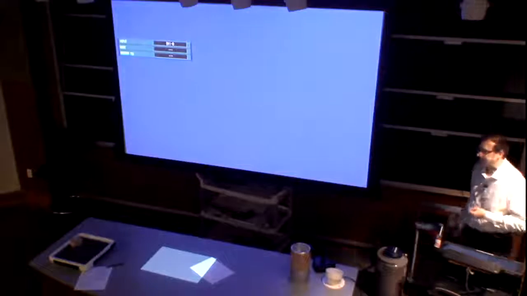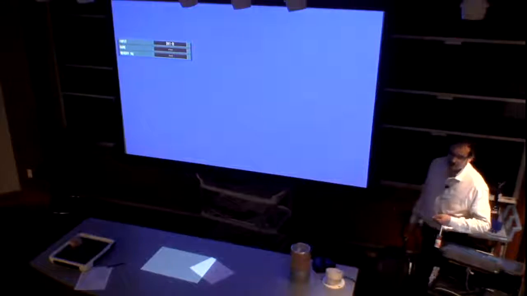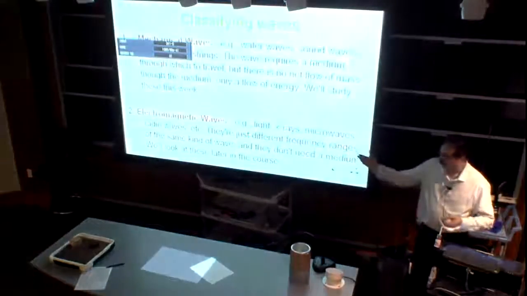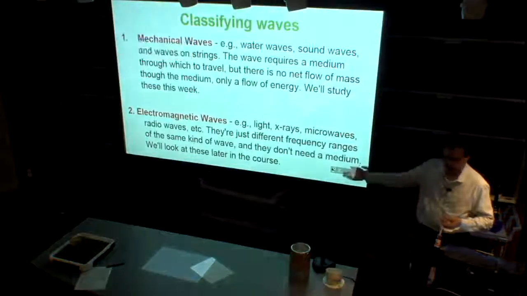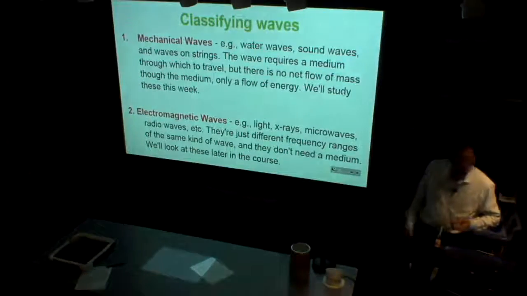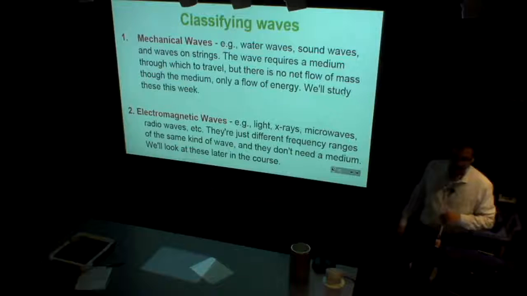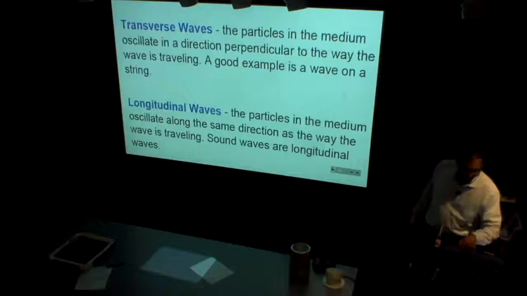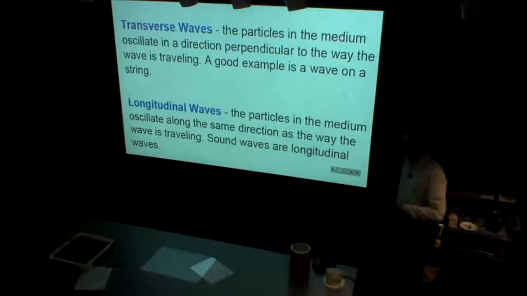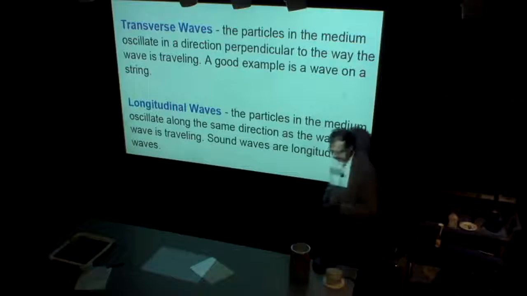There are different types of waves. We're going to talk about mechanical waves first. That includes waves on a spring, sound waves, also mechanical waves. And later we're going to talk about electromagnetic waves, including light. There are two types of waves, transversal and longitudinal.